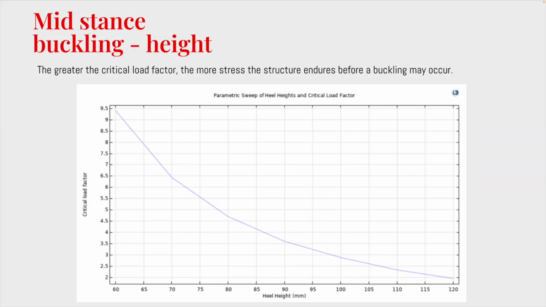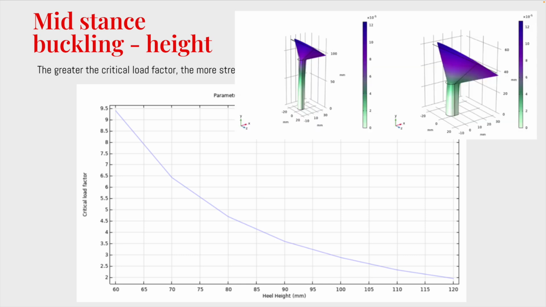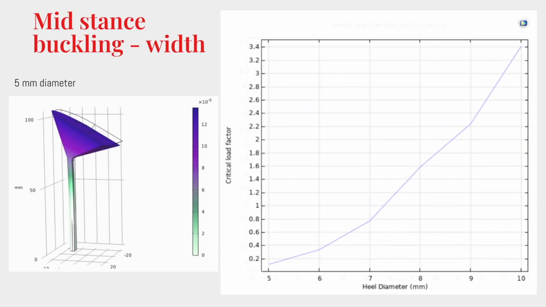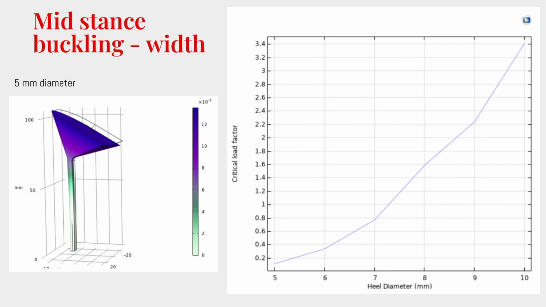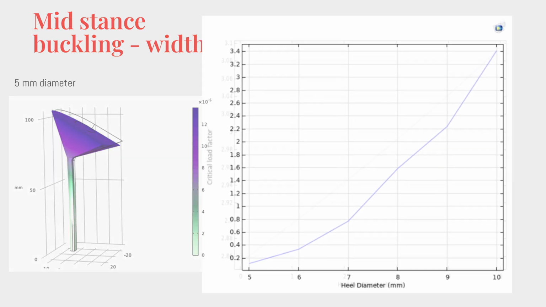The greater the critical load factor, the more stress the structure endures before buckling may occur. In terms of heel height, there's a dramatic decrease in stability between 60 and 70 millimeters, with a negative trend indicating that the shorter heel is more stable, as less deformation propagates through the heel. Consistent with the von Mises stress, thicker heels, particularly in the 9 to 10 millimeter diameter range, are more stable compared to any other range, as this interval has the most dramatic increase in critical load factor.